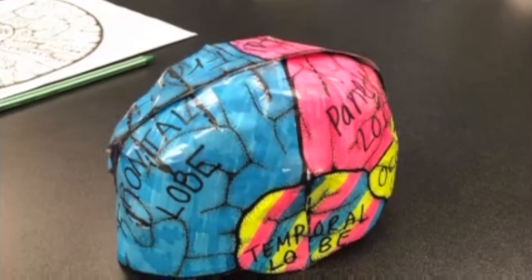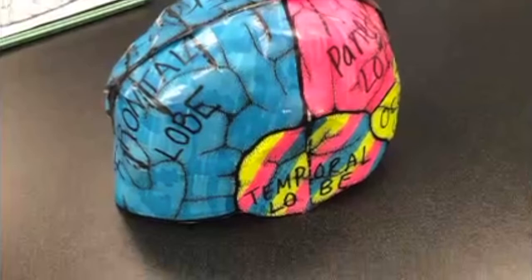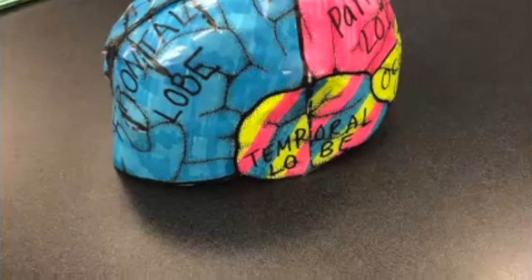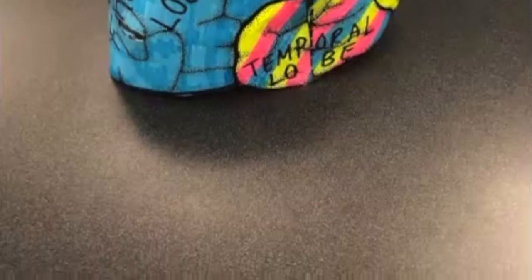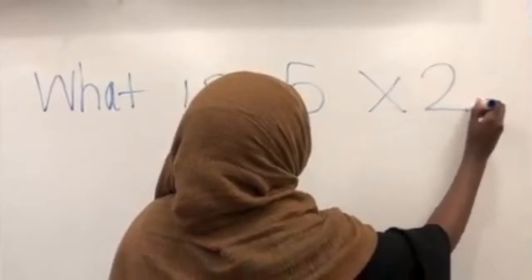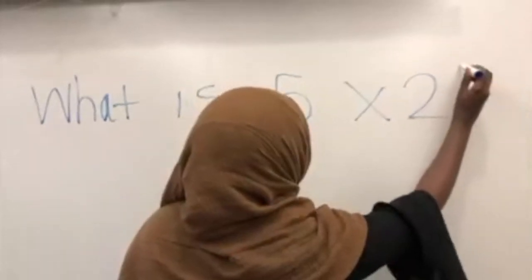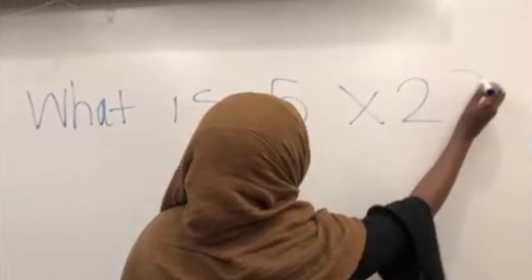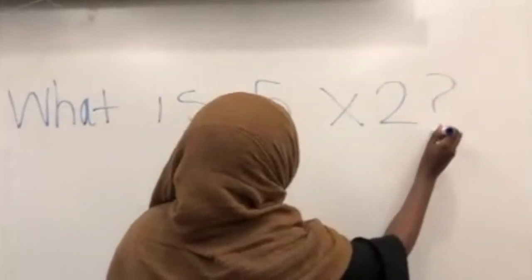Once you've taped the snips along both of the outlines, you're going to want to tape the outlines together, make sure the lobes come together, and you should have something like this. Now that you guys finished your brain hat and learned about the basic roles of the lobes, are you ready for a short quiz? You can use your brain thinking hat for help.